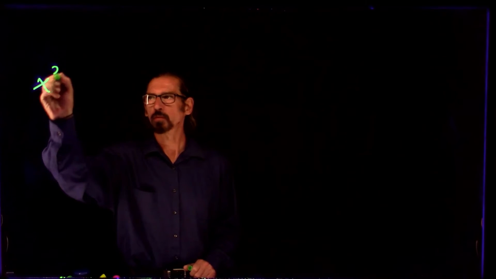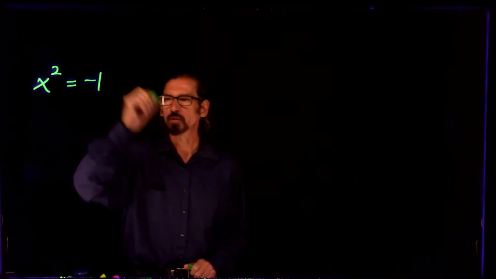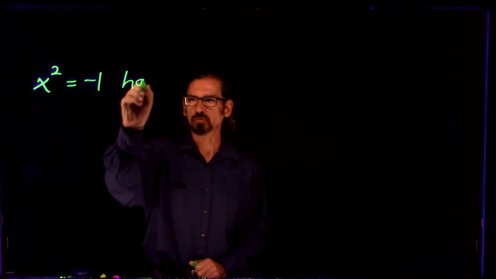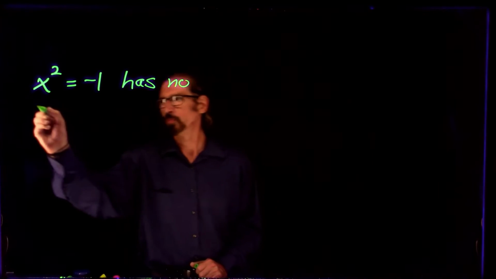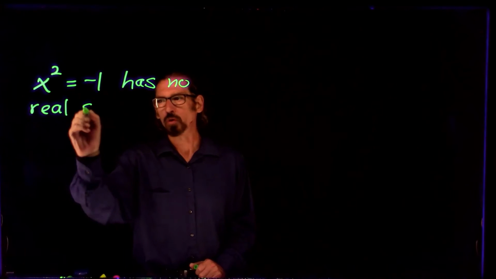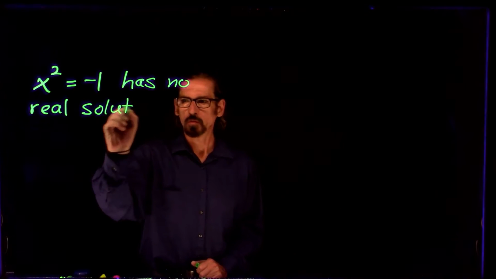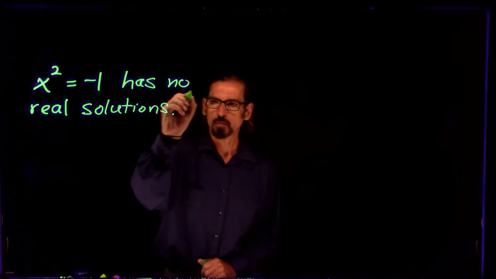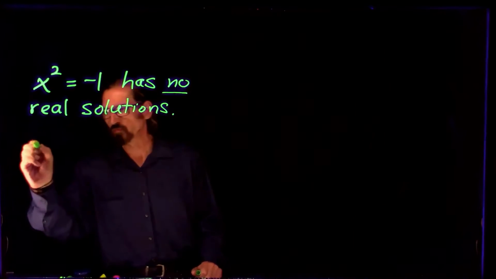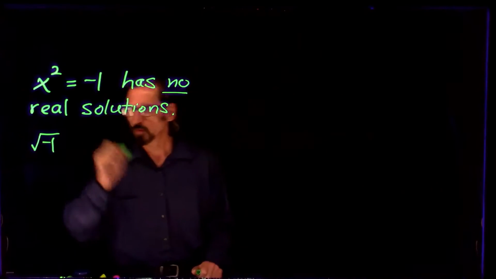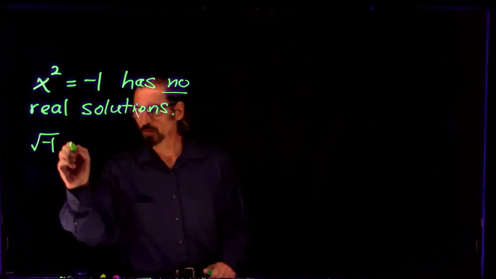We know that when we square any real number, we get something non-negative. So this equation, x squared equals -1, has no real solutions. And furthermore, we want to talk about the square root of -1. That's not a real number.